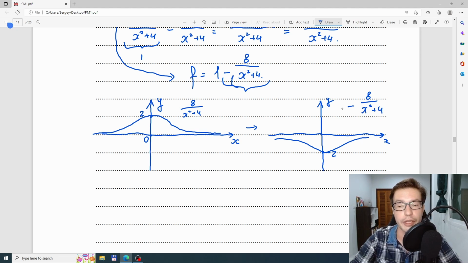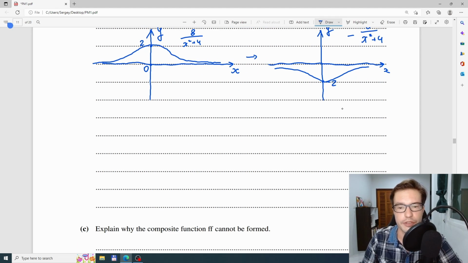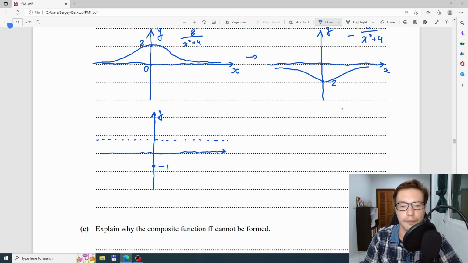And the next step, I will have to add 1. So what it does is the function is going to move 1 unit up. That means instead of minus 2, I will have minus 1. And now instead of approaching 0, I will approach positive 1. So the graph looks like this.